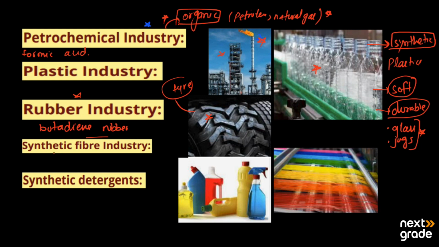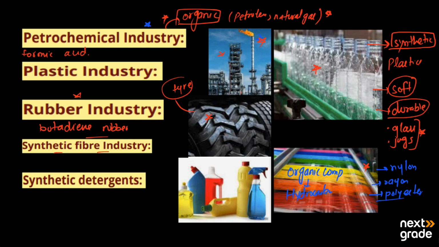After that we have the synthetic fiber industry. All the fabric that is produced in different industries, the types of fibers we have, are nylon, rayon, and polyester. All these fibers are produced by the use of different organic compounds, and these organic compounds are mainly known as hydrocarbons.